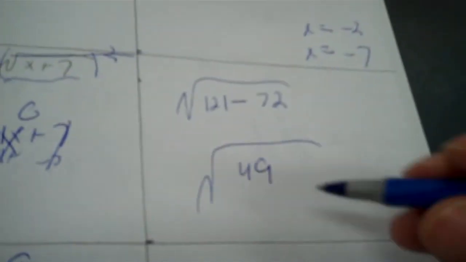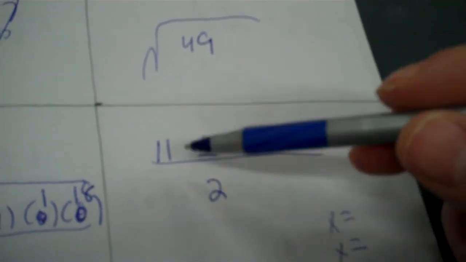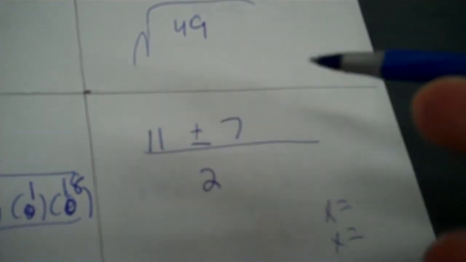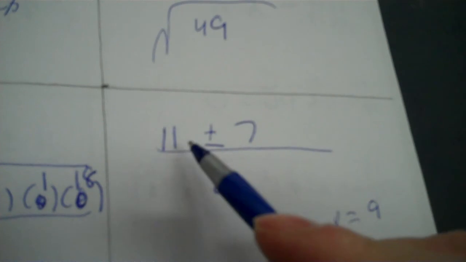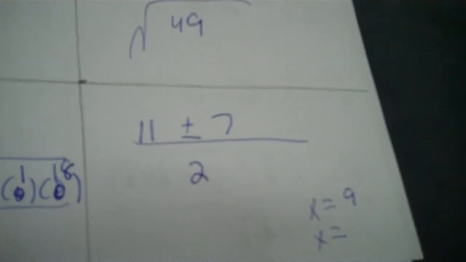Okay. That's 7. Okay. So 11 plus 7 is 18, and then if you divide 18 by 2, you get 9. 11 minus 7 is 4. 4 divided by 2 is 2.